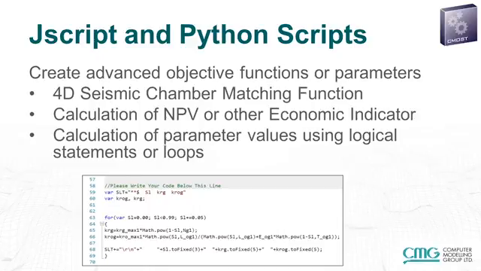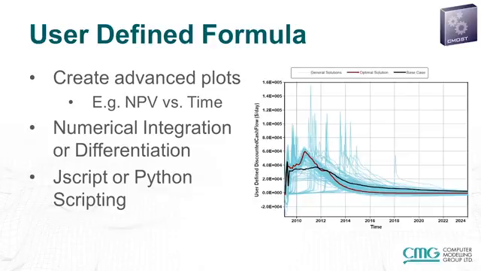We can also use it for doing more complex calculations of NPV or other economic indicators. And in the example below, you can see where we've used it to define a parameter, where we define our whole relative permeability table using some loops and logical statements. We can also use some of this coding for defining user-defined formulas, which we can use in plots and objective functions. So for example, here I have a plot of cash flows over time, seeing my cash flows decline into the life of the reservoir.